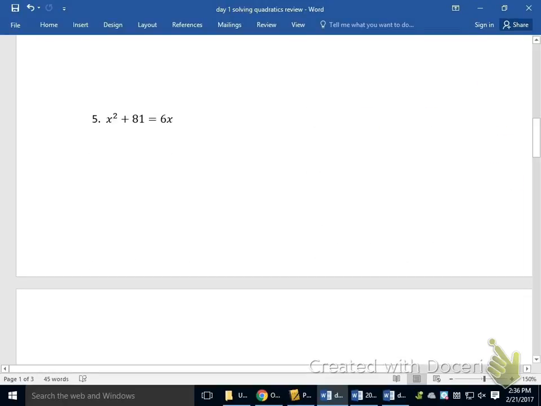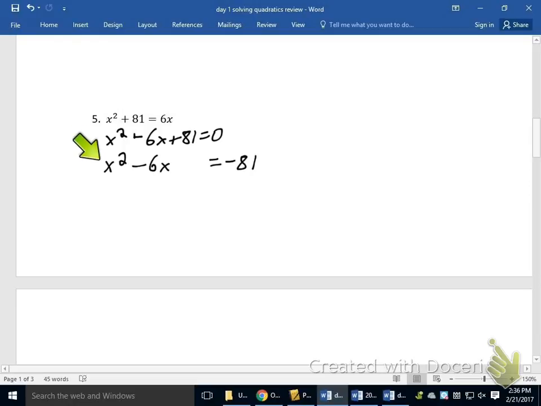Alright, this is another one I'd probably complete the square with. First thing I'm going to do is get into standard form though. So x squared minus 6x plus 81 equals 0. I'll notice really quick I can't factor this. So what I'm going to do is I'm going to go ahead and kick the 81 to the other side. Now, things I'm looking for whenever I'm considering whether I'm going to complete the square or quadratic formula.